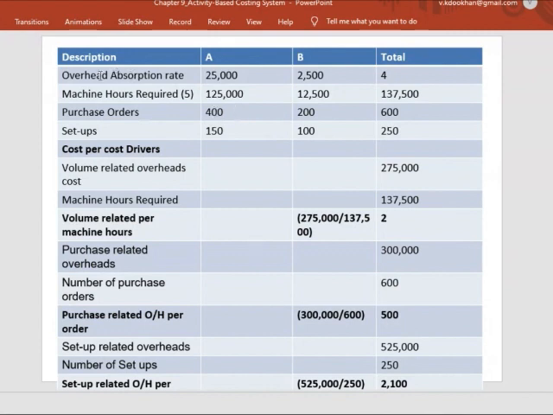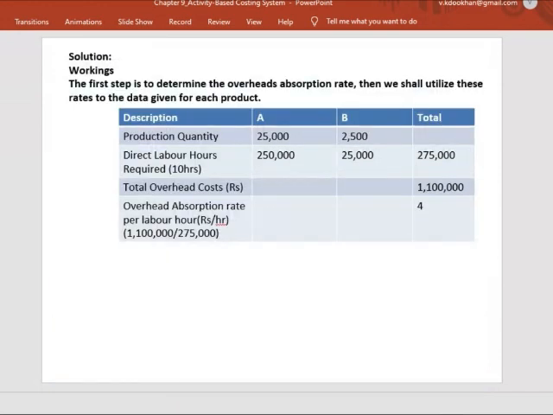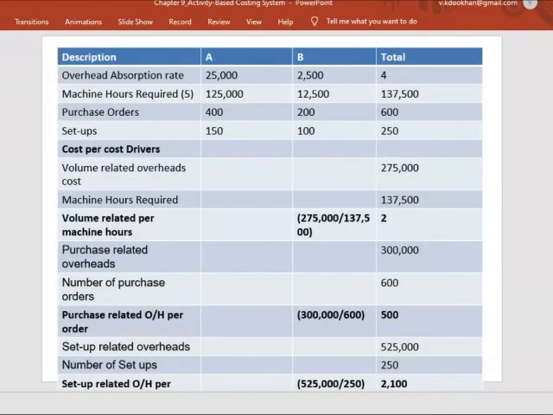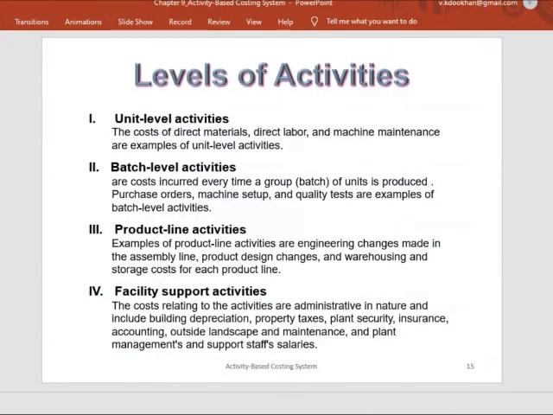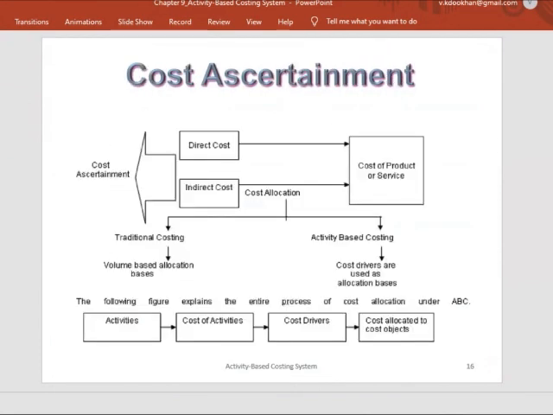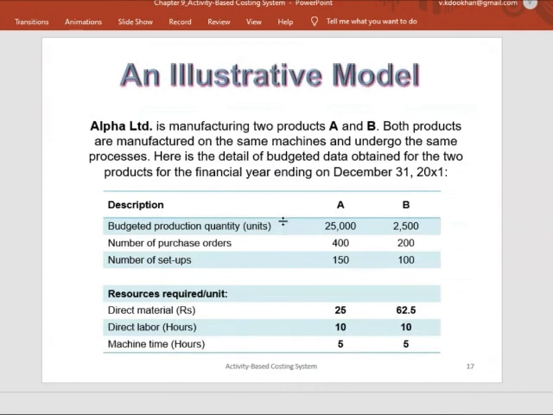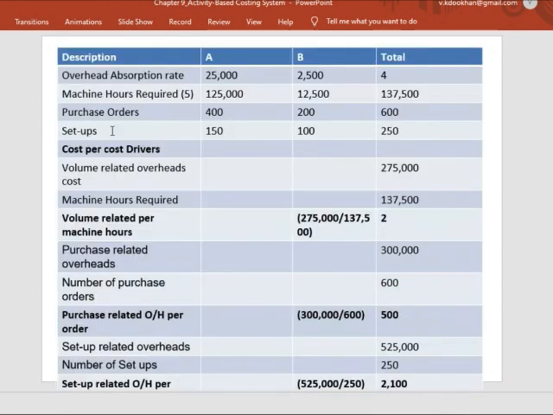We have the overhead absorption rate, what we had done in the previous one. I put it in directly. Now let me go to the question here. We have this information, different descriptions of the processes and requirements in the organization. It is the same that I have put here. We have the machine hours, the purchase orders, etc.